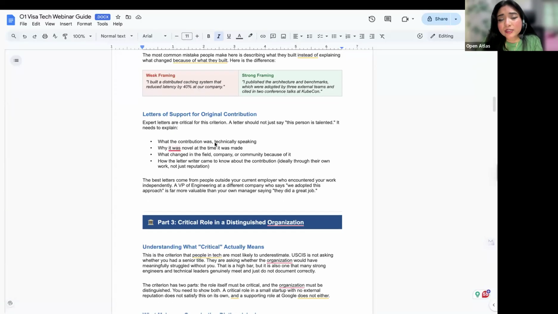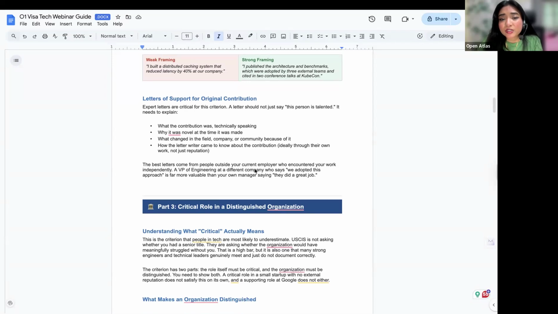It needs to explain what the contribution was technically, and why it was novel at the time it was made. There is a very good chance that you built something three years ago, and after that it has been used by others and a lot of developments have taken place. But it does not mean that the novel idea that was built is no longer novel. It still has the essence, because the core part is when it arose, who the person behind that idea is, what changed in the field, company, or community because of it, and how the letter writer came to know about the contribution, ideally through their own work, not just reputation.